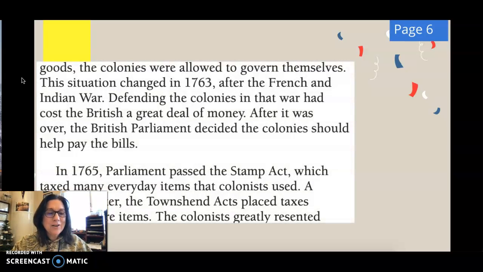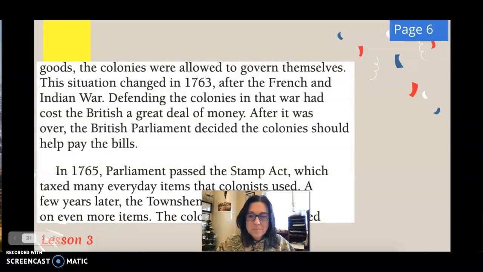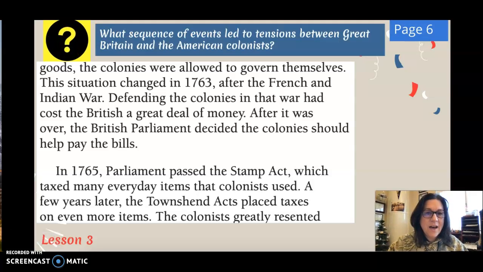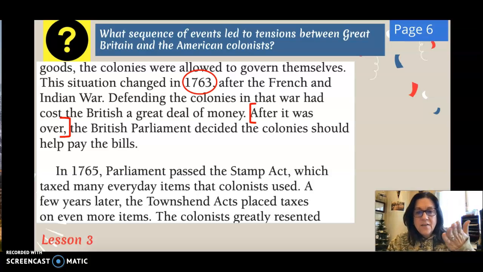So if you turn to page 6, you're going to see that you want to find out what sequence of events led to tensions between Great Britain and the American colonists. All right, well, I already see 1763. That will help us because, and then the word after it was over. So that's helping us show sequential order, chronological order.